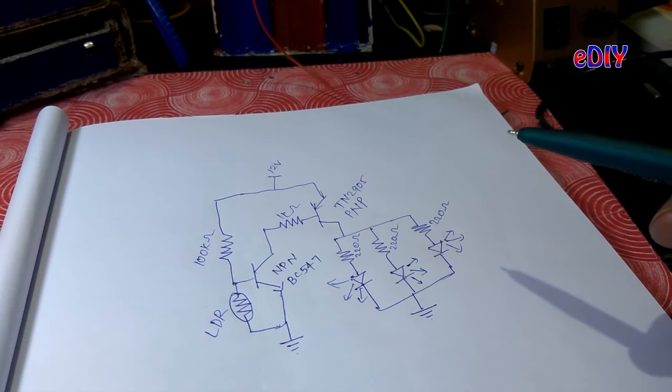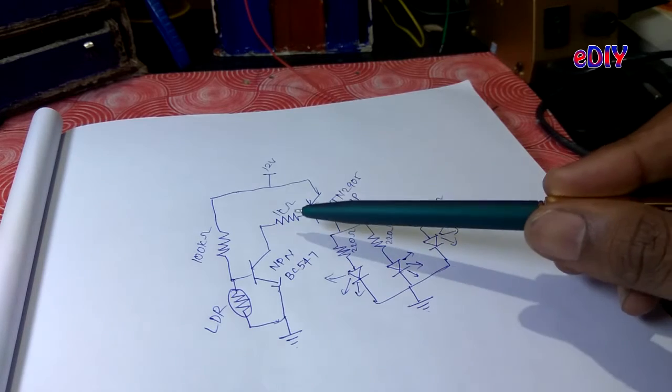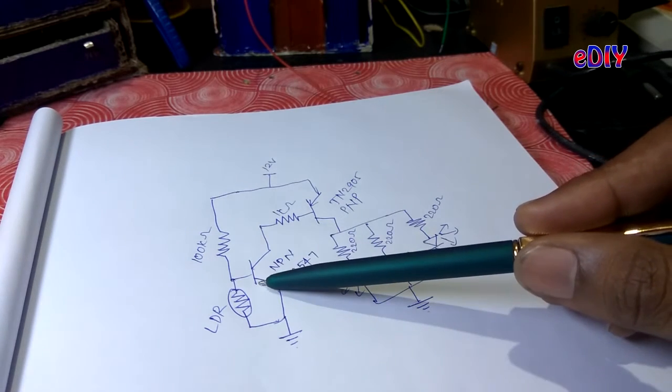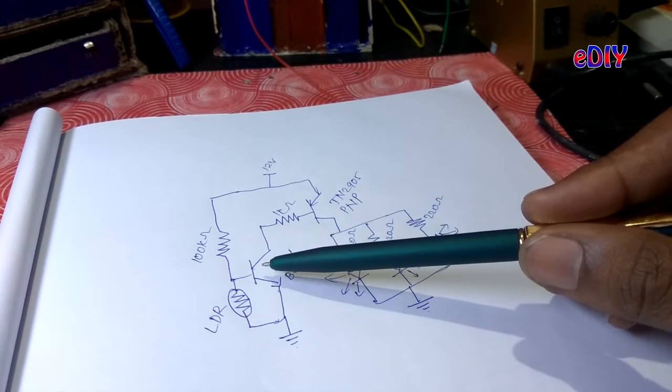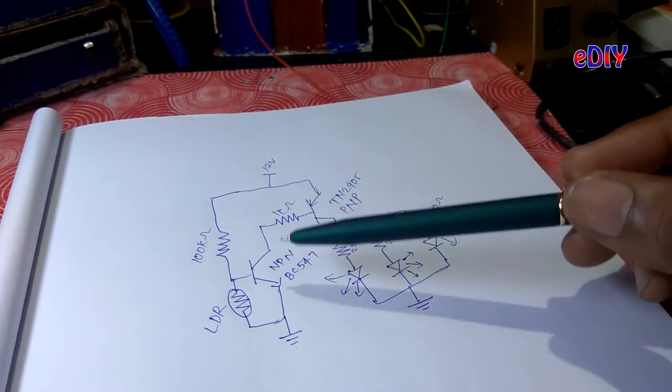Let us see the working of this circuit. The PNP transistor switches on when the base is low or grounded. The NPN BC547 transistor drives the base of the PNP transistor.